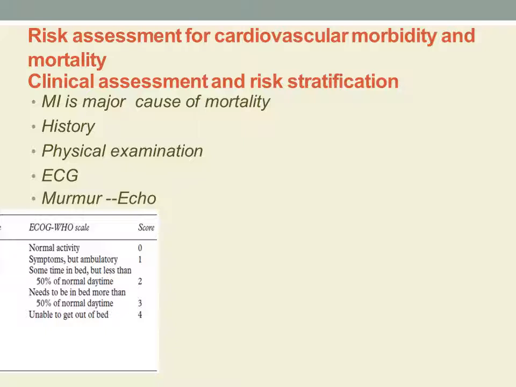The history, including the assessment of functional status, physical examination, and resting ECG, are prerequisites for the cardiac risk assessment. All patients with an audible murmur or unexplained dyspnea should also have an echocardiogram. The first step in the cardiac risk assessment is to identify the patient with an active cardiac condition, as they require evaluation by the cardiologist before surgery is done. In patients who have no active cardiac condition, the risk assessment is performed using the revised cardiac risk index.